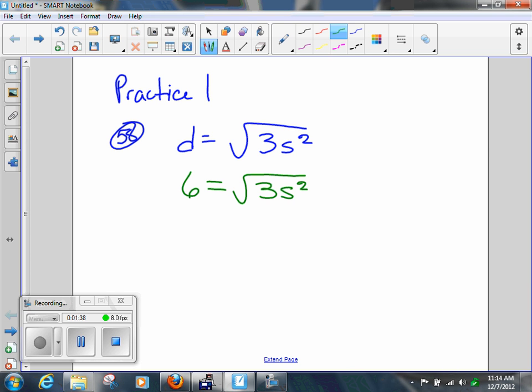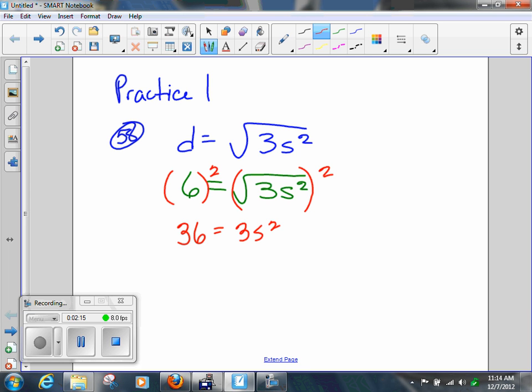How do I get it out of that box? How do I remove that box? Well, it's already under the square root. So if it's already under the square root, how do I get rid of a square root? Square it. And what I do to one side, I have to do to the other. 6 squared is 36. And when you square a square root, what is your answer? It's that thing under the radical, right? So I have 3s squared.